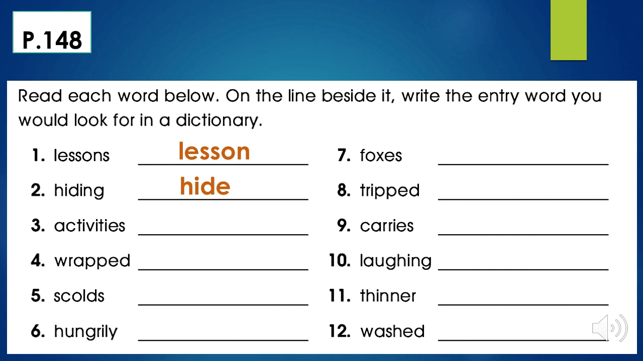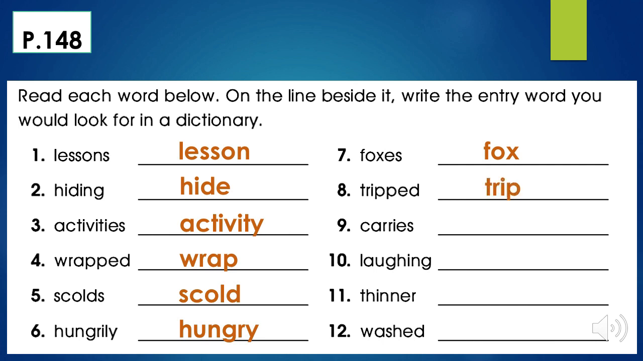Activities. Number 4, wrapped. Number 5, scolds. Number 6, hungrily. Number 7, foxes. Number 8, tripped. Number 9, carries. Number 10, laughing. 11, thinner. And finally, number 12, washed.